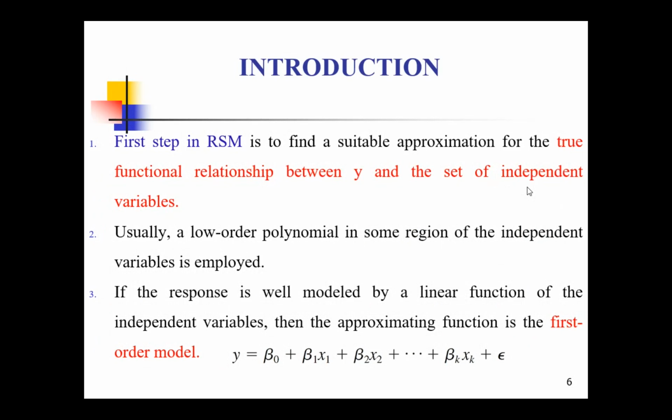So what is the first step? The first step in response surface methodology is to find a suitable approximation of the true relationship that exists between the output y and the set of independent variables. The independent variables are nothing but the inputs that we are going to select. That is, y is equal to f of x1, x2. So we find a suitable approximation so that the true relationship exists between the inputs and the outputs.